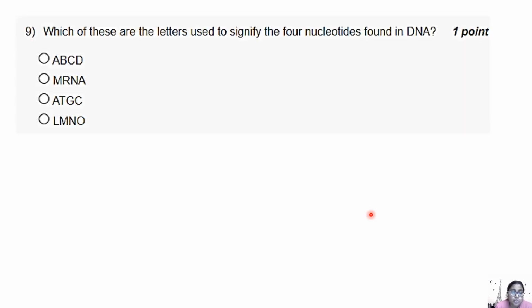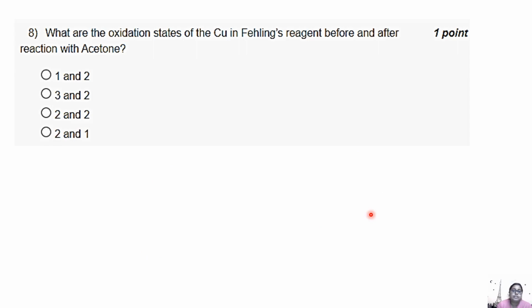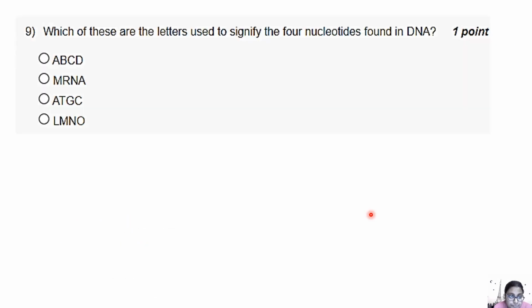Okay. So basically that was our question. Our question was what are the oxidation states of Cu? So it will not show a positive test. That is why the oxidation states of Cu in Fehling's reagent before and after reaction with acetone will be 2 and 2 only, because it will not give a positive test.